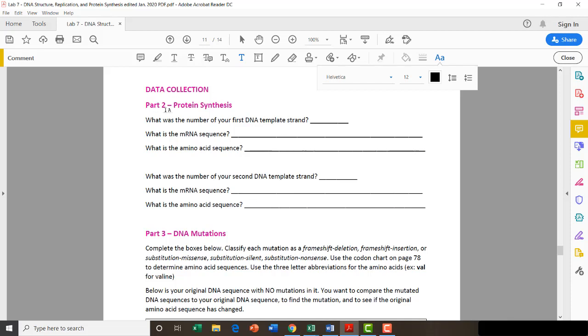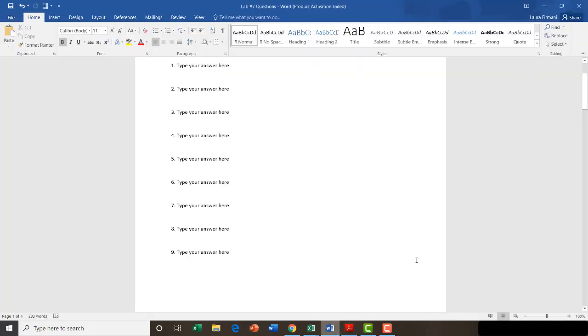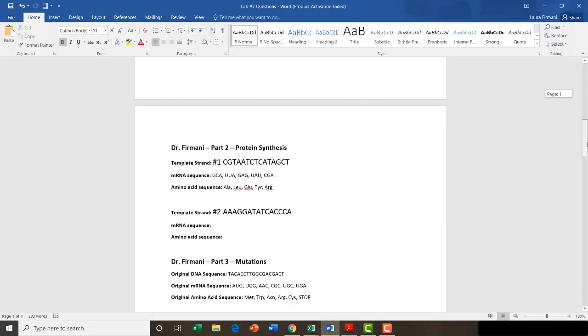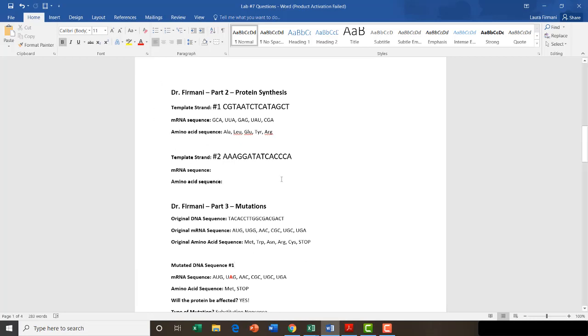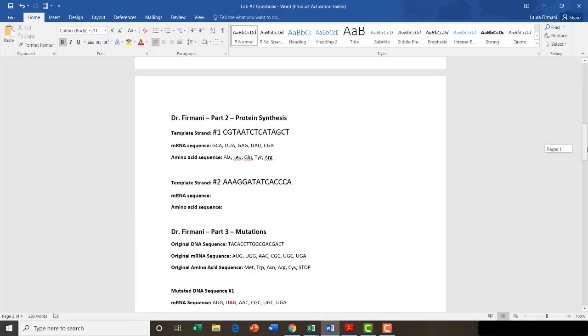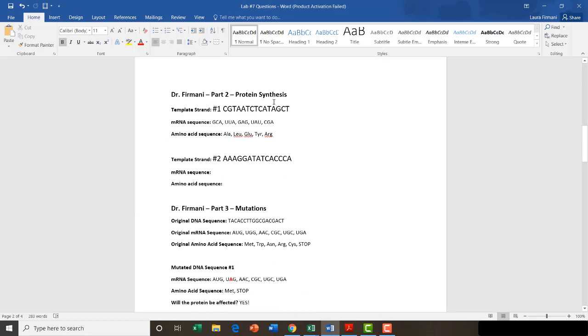So here in your data collection part 2, we're going to take a DNA template strand and figure out what the mRNA sequence would be and what the amino acid sequence would be. For the first template strand, I am going to give you the information here. I also want you to do out the work in your Word document as well. As you can see, here were my pre-lab questions, and next I'm going to do part 2, protein synthesis.